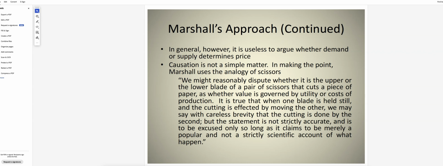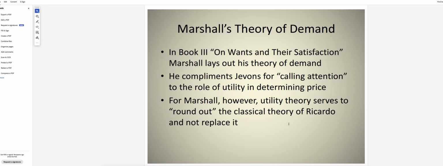One of the blades may not be moving at all and the other blade moving, but they're both playing a role in doing that cutting. And that's kind of what's going on here. And so Marshall's putting, again, all these theories together.